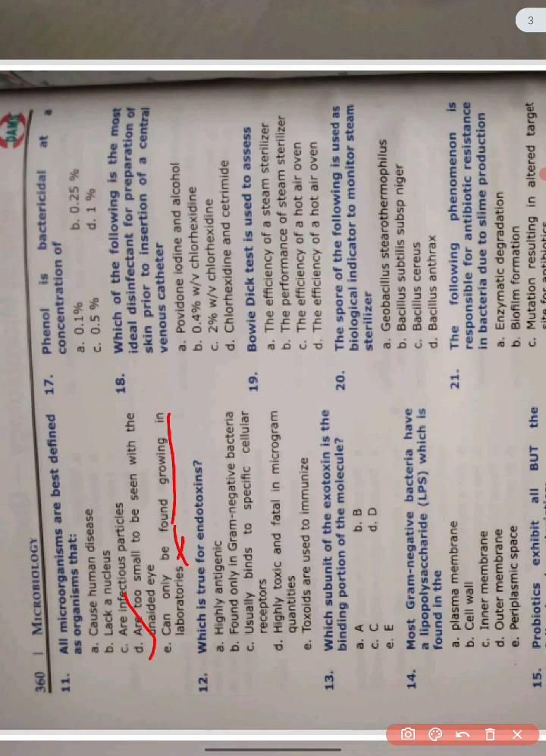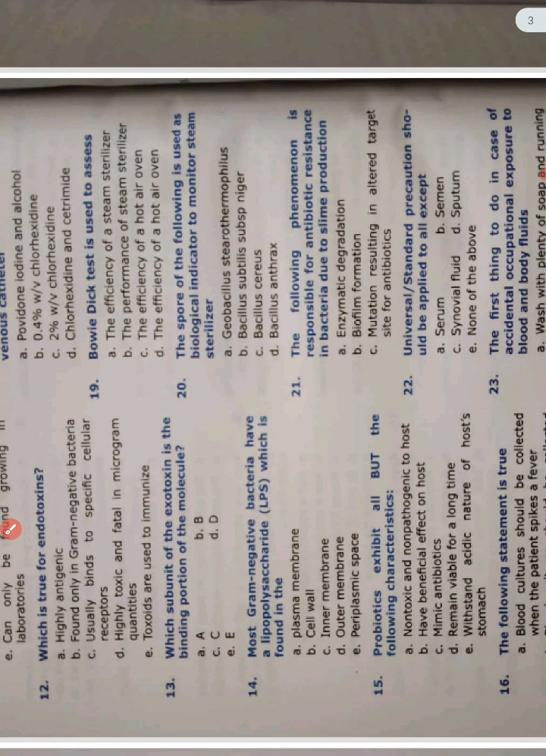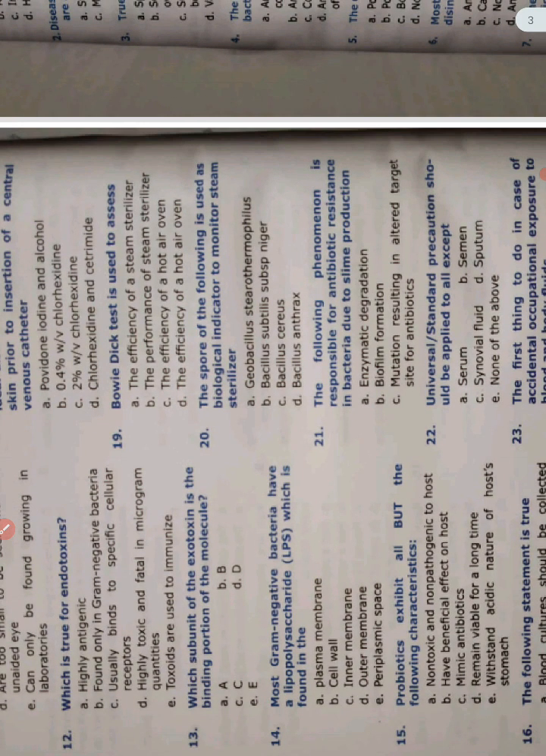Which is true for endotoxin? Endotoxin is highly antigenic and found only in gram negative bacteria, because only gram negative bacteria have what? Find out and write in the comment section. Which subunit of the exotoxin is the binding portion of the molecule? The binding portion is B, B for binding. Okay.